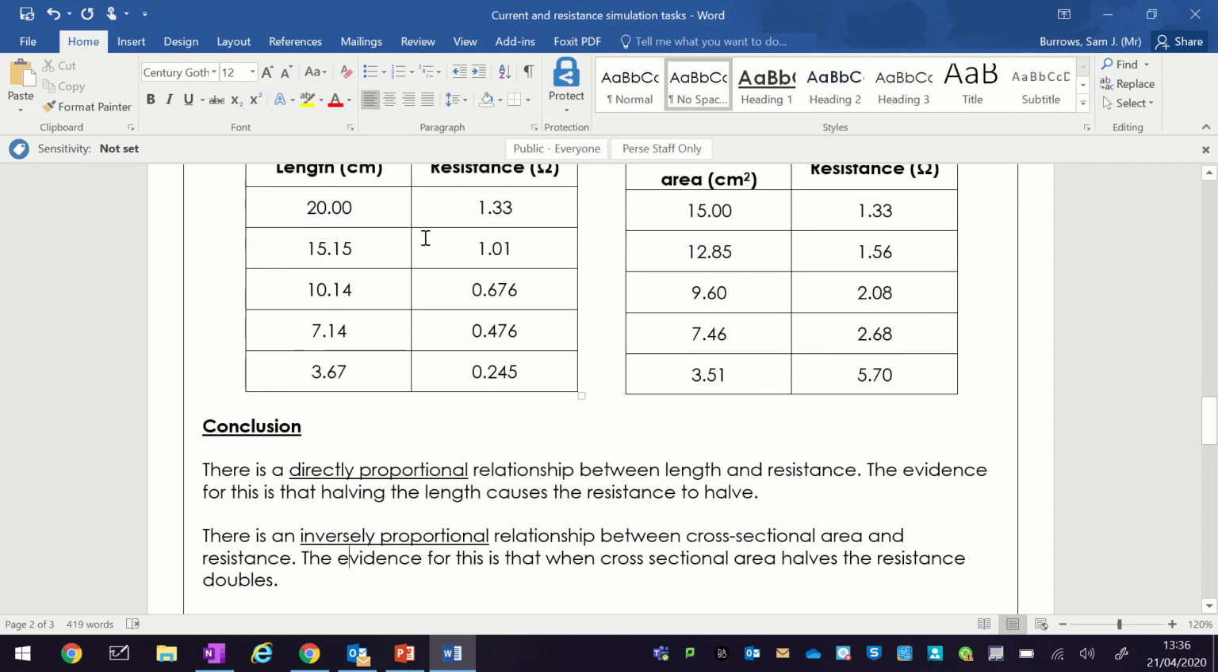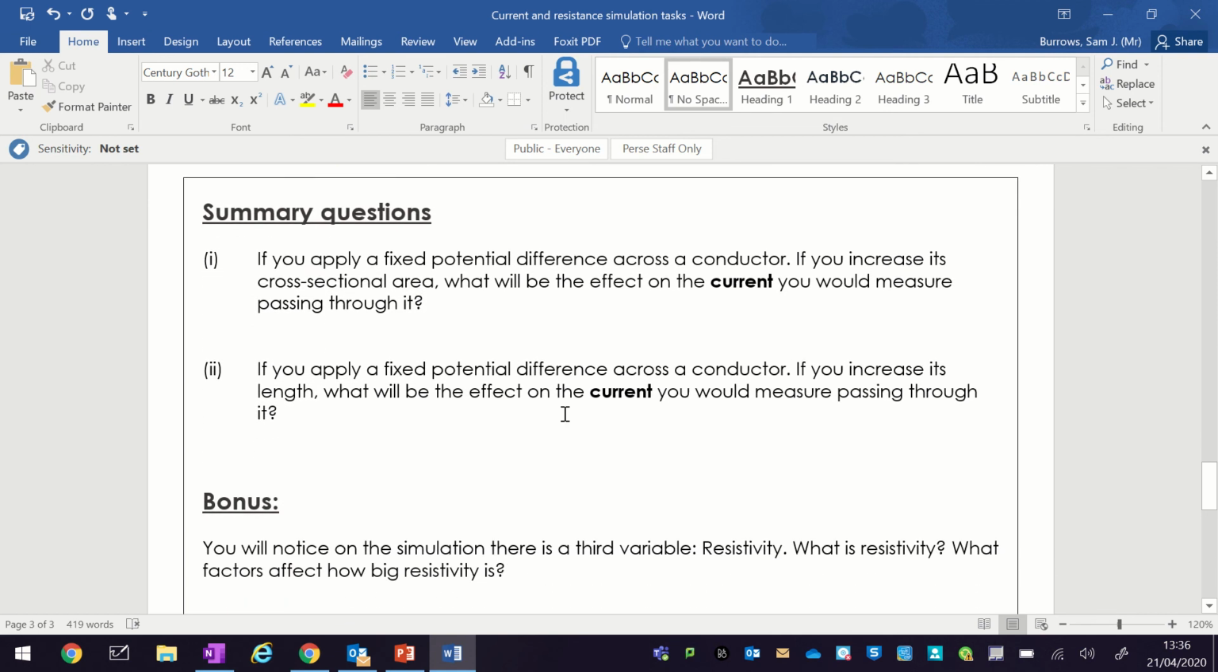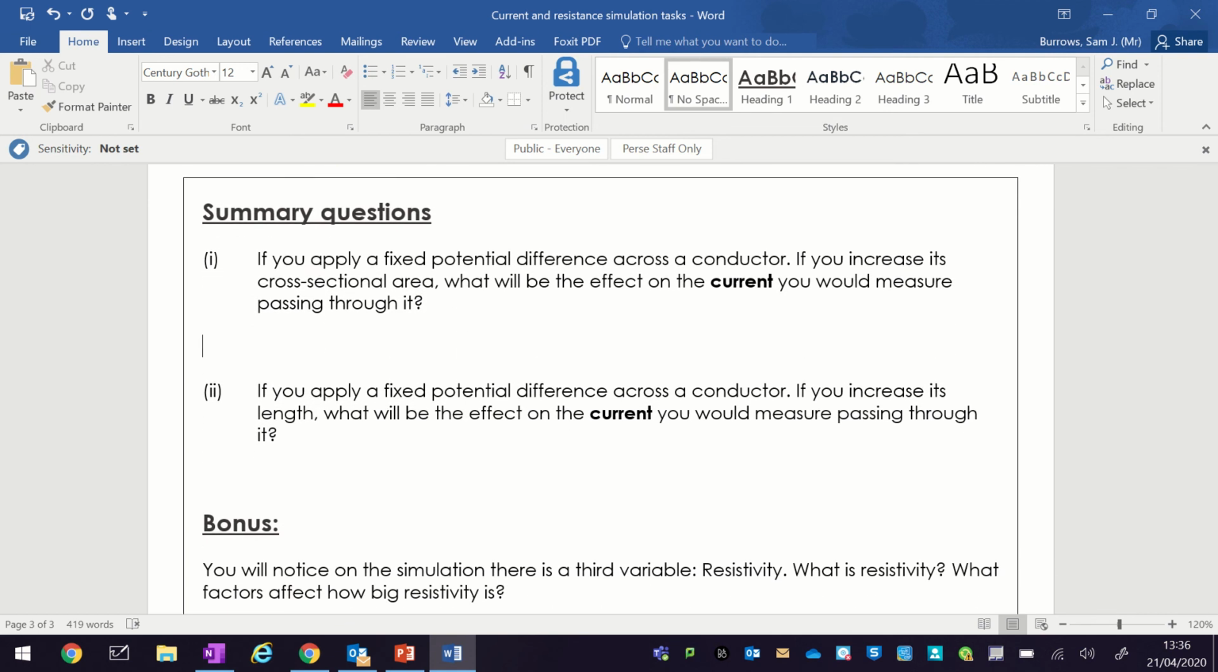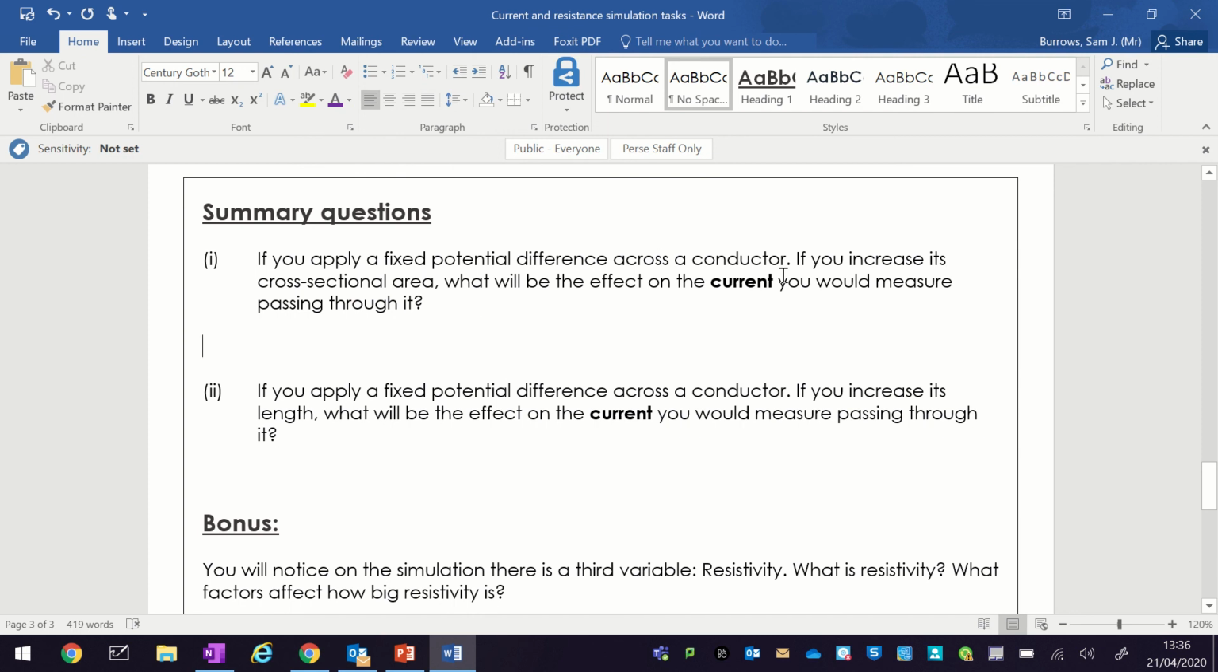You'll notice when I was doing these experiments, I was very careful to have a result which was half, or double, in here, and the same thing in this one here. That makes it easy to spot these kinds of relationships when you're doing the experiment. So in terms of the final one, we've got these summary questions. If you were to apply a fixed potential difference across a conductor and increase its cross-sectional area, what would be the effect on the current you'd be measuring through it?